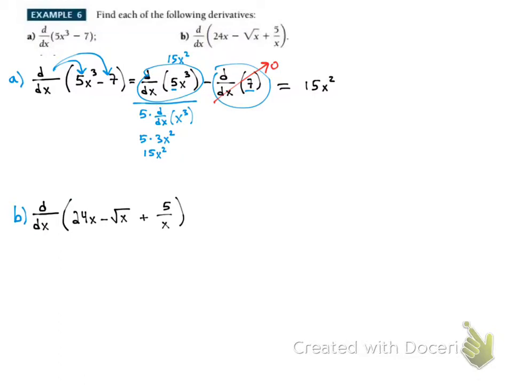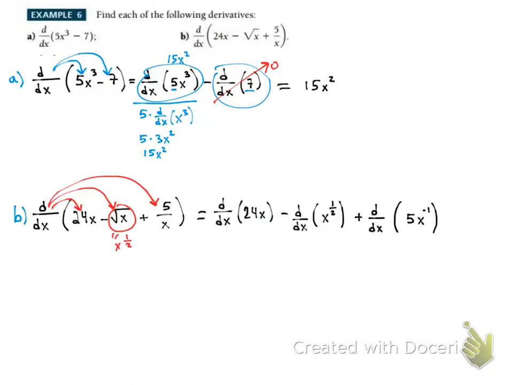Okay, now for part B, we have the derivative of this guy. The first thing to do is distribute the derivative. So we distribute the derivative here, here, and here. And when I rewrite that, I'm also going to rewrite the square root of x as x to the 1/2 power, using that nth root rule. And also 5 over x, I can rewrite as 5 times x to the negative 1 power, using the negative exponent rule. Okay, so now I've done that here.